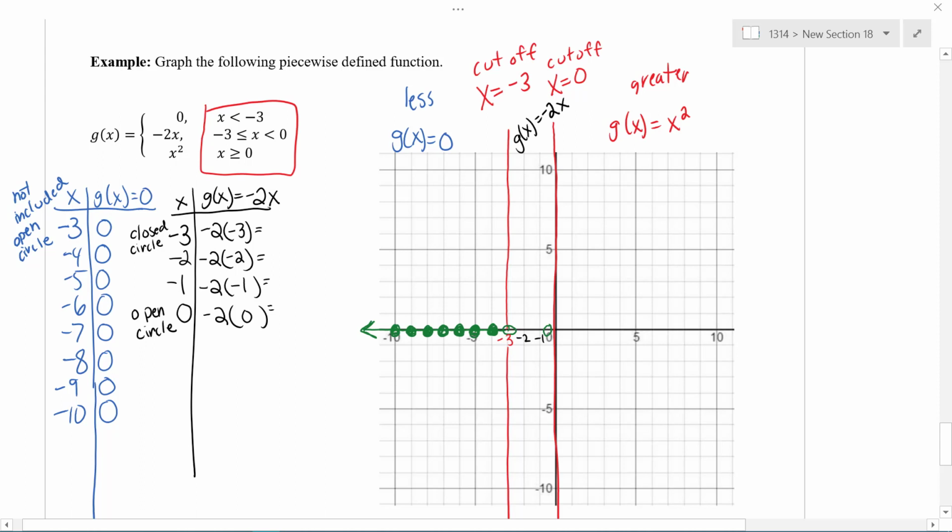Okay, let's see what we get. -2 times -3 is a positive 6. So we're going to plot the point -3, 6. -2 times -2 gives me a positive 4. So we're going to plot the point -2, 4. -2 times -1 is a positive 2. So we're going to plot the point -1 for x and a y value of 2. And then negative 2 times 0 is 0. So we're going to plot the point 0, 0.